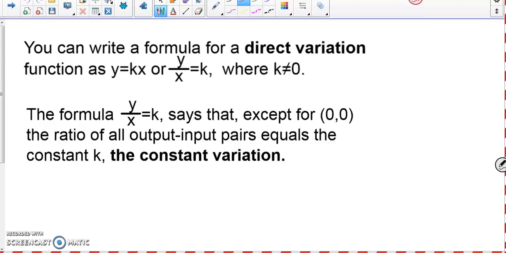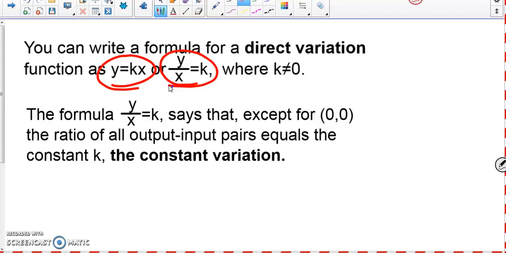So you can write a formula for a direct variation function as y is equal to kx, or y over x is equal to k. So these two equations are what we're going to focus on in this section. K can never be equal to 0.